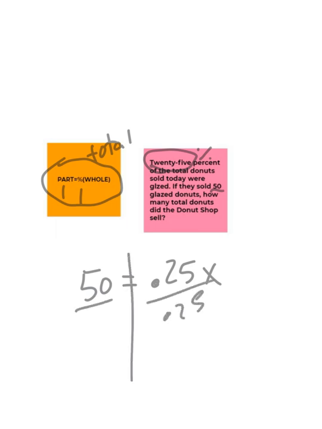We need the total donuts. So in order to set up this equation, it'll be 50 equals, our percent is 0.25 written as a decimal, times x. It's a one-step equation, so we divide both sides by 0.25, and our answer will be 200 donuts.